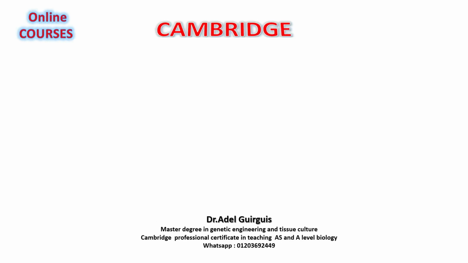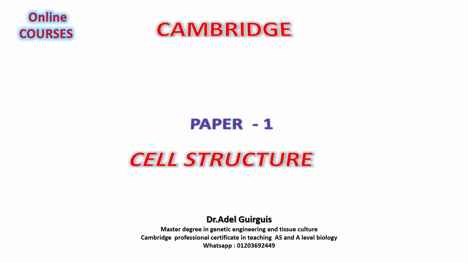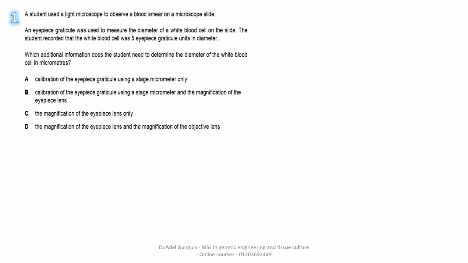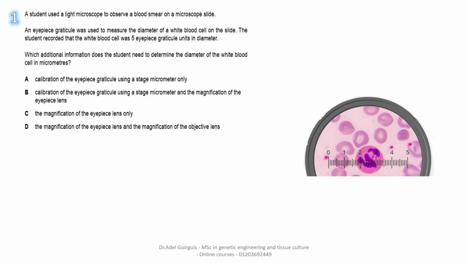In this video we will revise together paper 1 on cell structure, part 1. Let's start. Number 1. A student used a light microscope to observe a blood smear on a microscope slide like this one, but not the same. An eyepiece graticule was used to measure the diameter of a white blood cell on the slide. The student recorded that the white blood cell was 5 eyepiece graticule units in diameter.